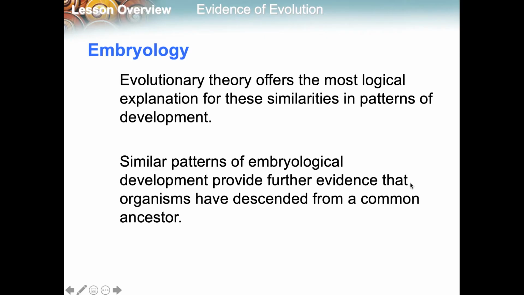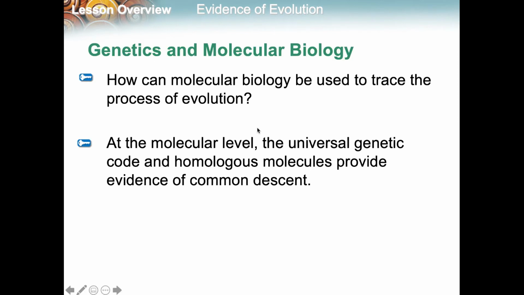So evolutionary theory offers that the most logical explanation for these patterns of development is common descent. Similar patterns of embryological development provide even more evidence that we all descended from a common ancestor. Now, that common ancestor is so long ago, but this is proof that even though none of us are turtles, or chimps, or salamanders, we all developed the same right in the beginning.